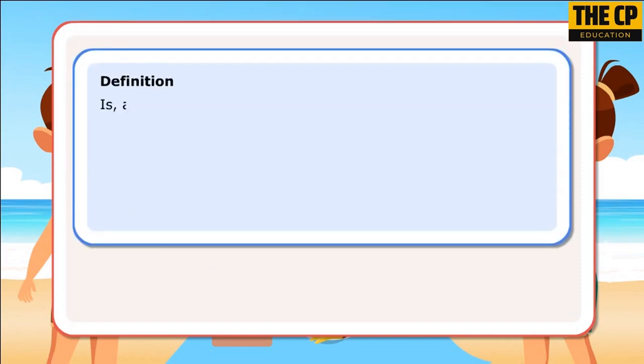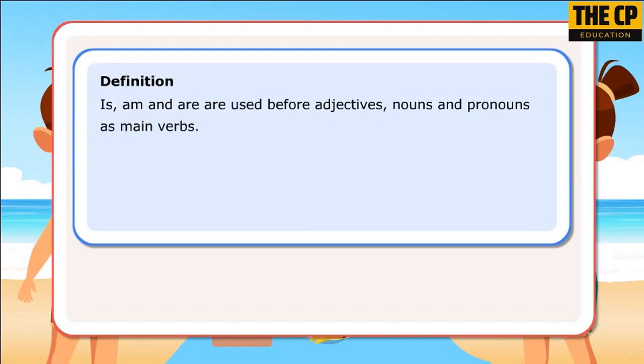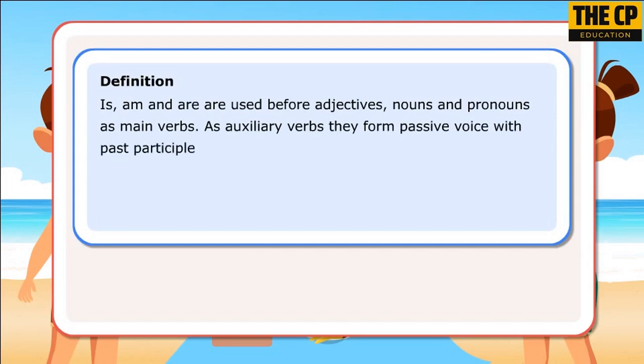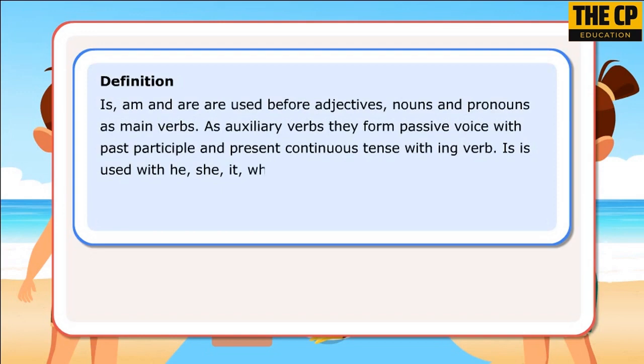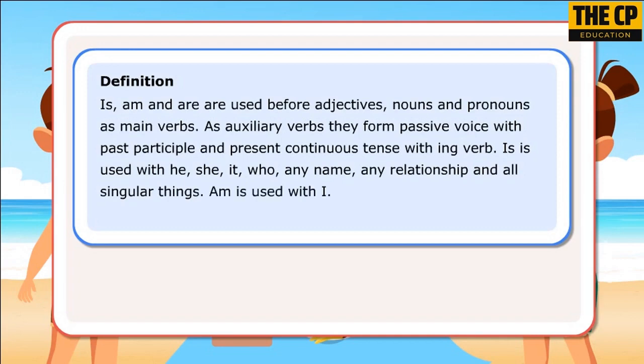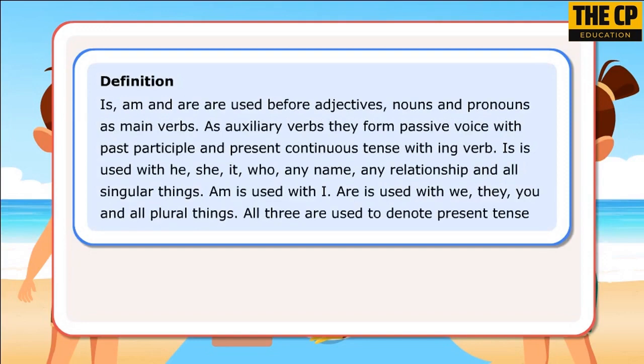Definition: is, am, and are used before adjectives, nouns, and pronouns as main verbs. As auxiliary verbs, they form passive voice with past participle and present continuous tense with ing verb. Is used with he, she, it, who, any name, any relationship, and all singular things. Am is used with I. Are is used with we, they, you, and all plural things. All three are used to denote present tense.